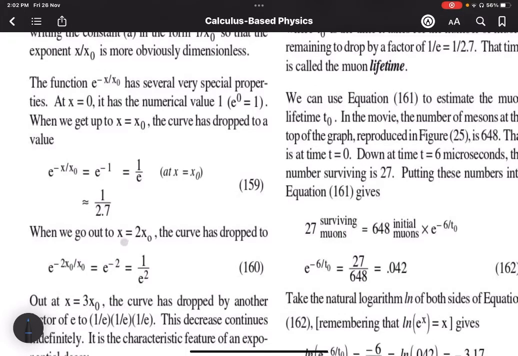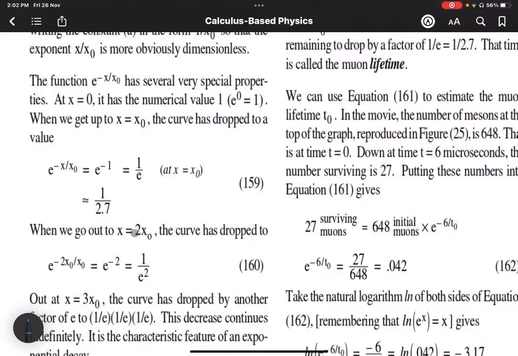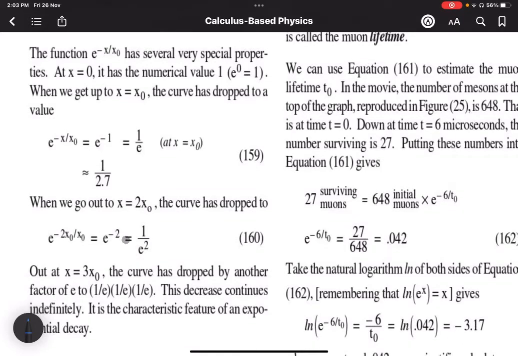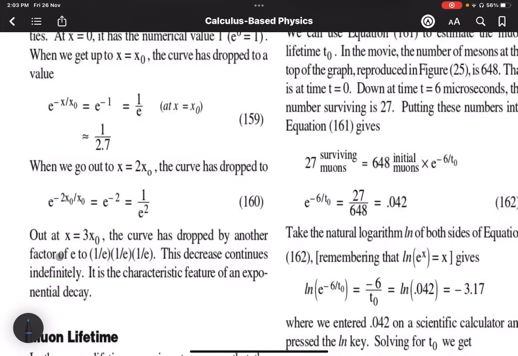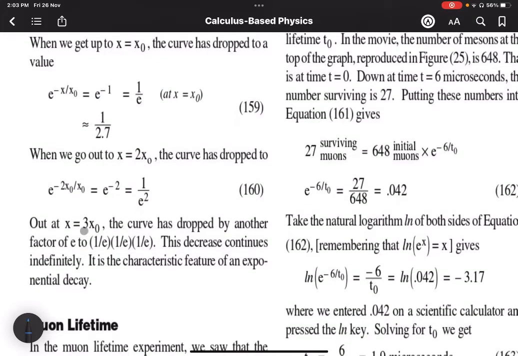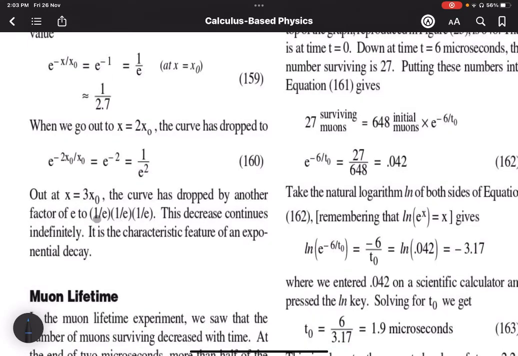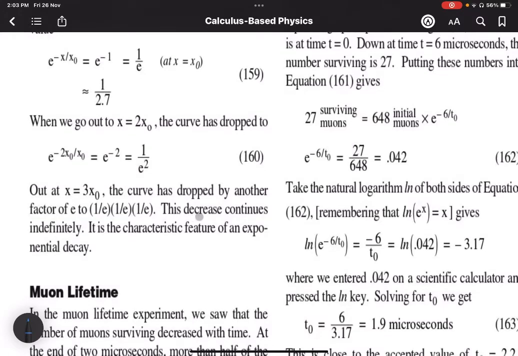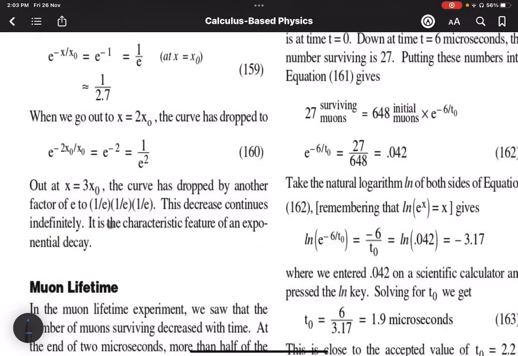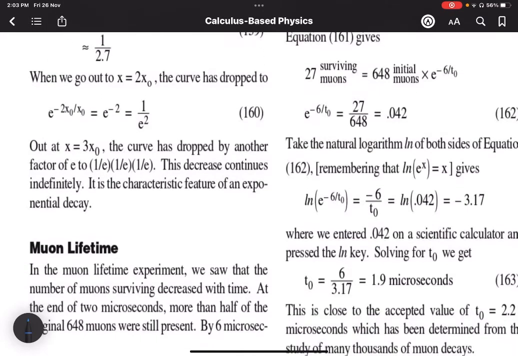When we go out to x, naging 2 na si x. The curve has dropped to the negative 2. Okay? So we have 1 over e squared. Sa tatlo, if x is equal to 3, then we have an exponential value of 1 over e to the third power. No? This decrease continues indefinitely. It is the characteristic feature of an exponential decay.